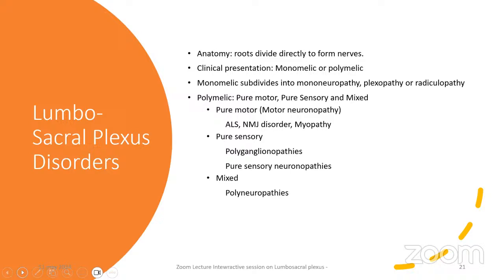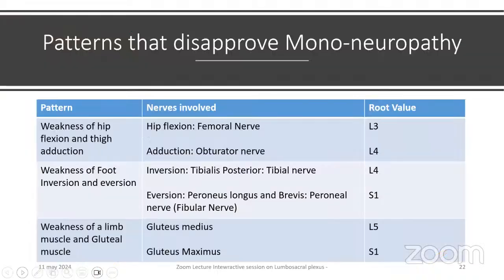And polymelic, if you look at the differential diagnosis, it can be pure motor, it can be pure sensory, and it could be mixed. The mixed is mostly because of polyneuropathies. If it is pure sensory, then you have to think of polyganglionopathies or pure sensory neuronopathies, usually by and large secondary to malignancy or premalignant syndrome or paraneoplastic syndromes. In the lower limb, pure motor has three causes: one is amyotrophic lateral sclerosis, neuromuscular junction disorder, or a type of myopathy. So the pure motor in the lower limbs, pure sensory in the lower limbs, and polymelic, you can differentiate clearly.